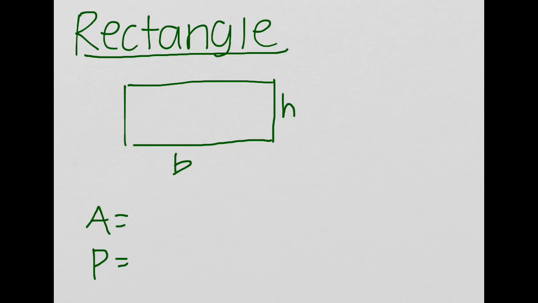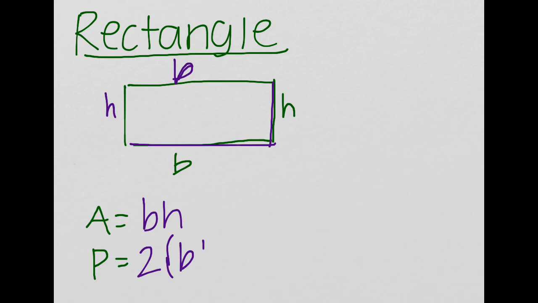So let's look at the rectangle first. The area of the rectangle is base times height, okay? So base times height. The perimeter is the distance, so we know that it's going to be base, this is equal to base, and this is equal to height. So this is equal to 2 times base plus height.